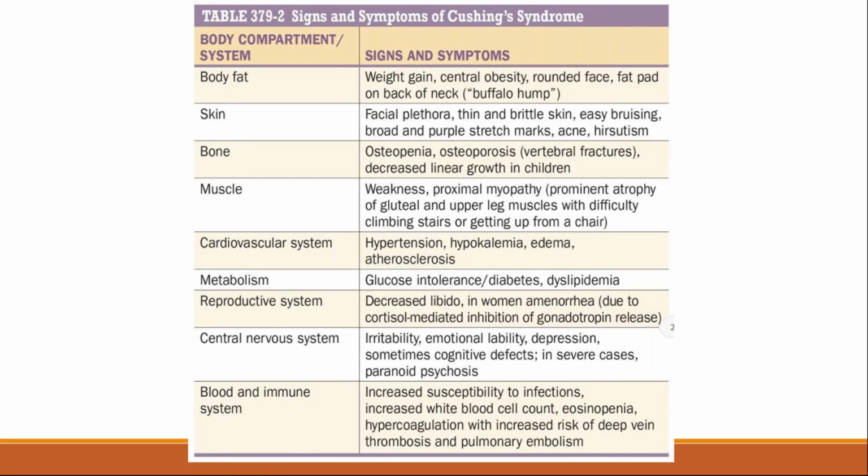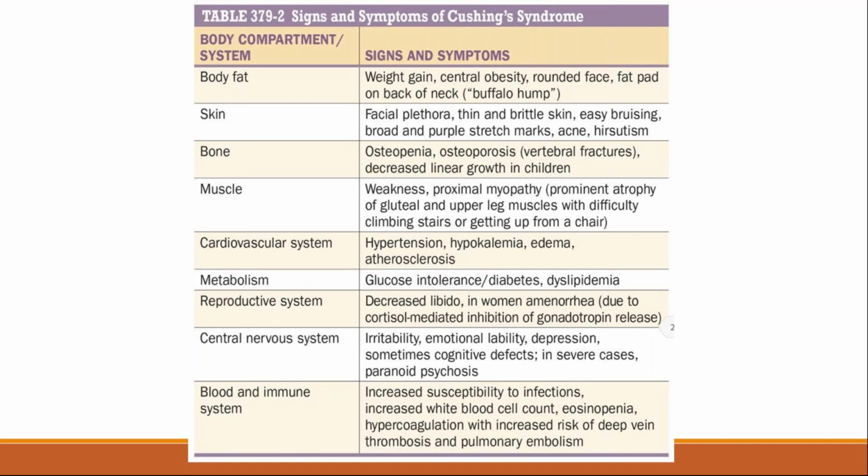Now, coming to the signs and symptoms of Cushing syndrome. Talking about the body systems involved, the body fat: there is weight gain, central obesity, rounded face, fat pad deposition on the back of the neck, most commonly termed as buffalo hump. Talking about the skin, there is facial plethora, and thin and brittle skin. There is easy bruising; the patient will complain of easy bruising over the skin. Broad and purple stretch marks over the abdomen. Acne will be very common. Hirsutism is also a common manifestation.